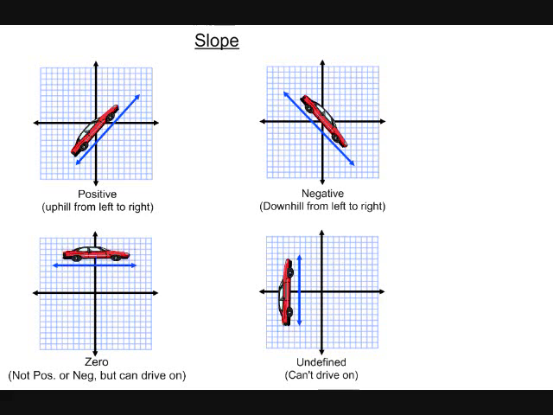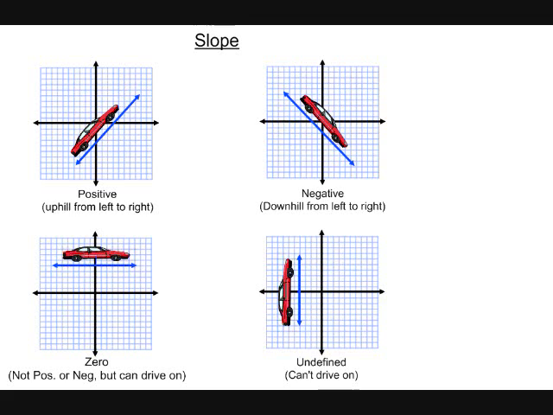Okay, we're going to take a look at slope. Slope is what we use to describe how steep a line is. Sometimes a line is not very steep at all, in the same way that a road or a mountain that you're going up may not be very steep, and then sometimes it's very steep. Well, we use slope to describe exactly how steep that line is.